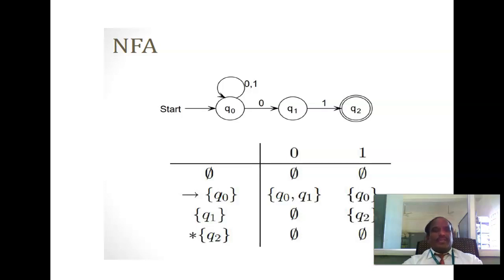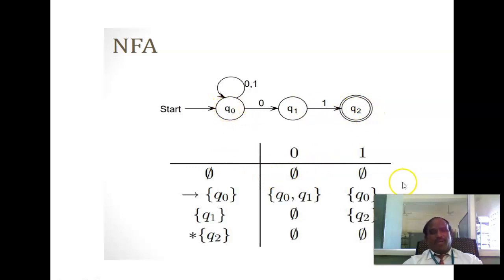A DFA is not like that. One input, only one corresponding output. One input, one output, a 1-to-1 correspondence. But in the NFA, the same input 0 goes to two places: from Q0 to Q0 is one transition, and Q0 to Q1 is another. This is called an NFA. It contains 0 and 1 inputs, and 3 corresponding states. This is a state diagram.